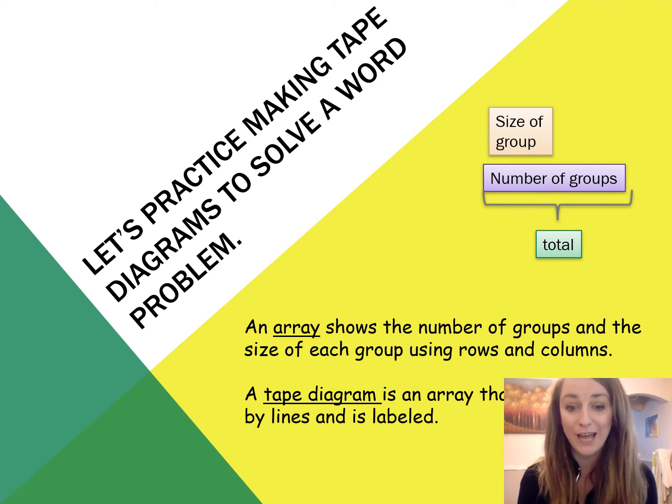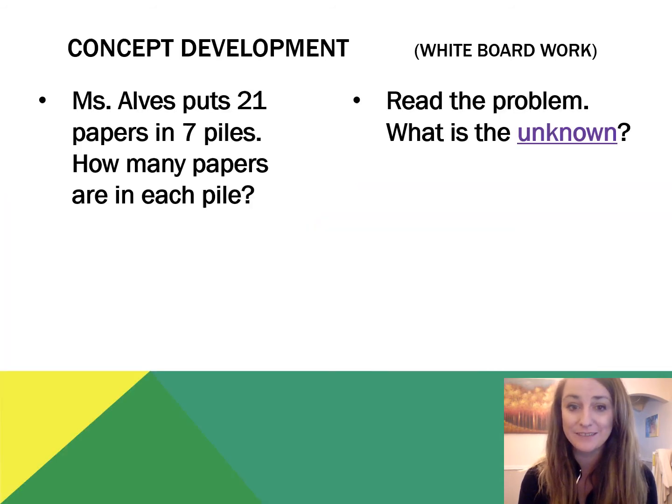Let's review some vocabulary. An array shows the number of groups and the size of each group using rows and columns. A tape diagram is an array that is divided by lines and is labeled. You may be familiar with tape diagrams in 2nd grade, but it's very similar to an array. The difference is that it is labeled and that it has lines.